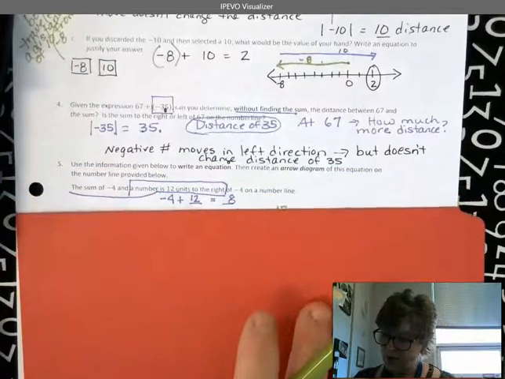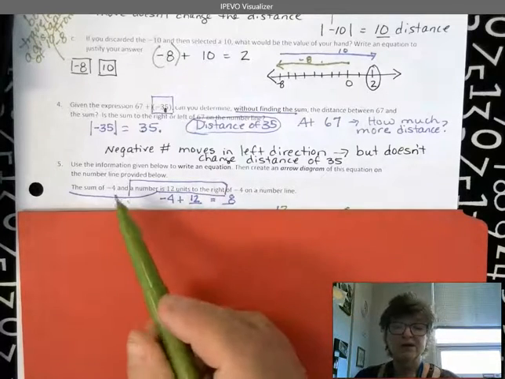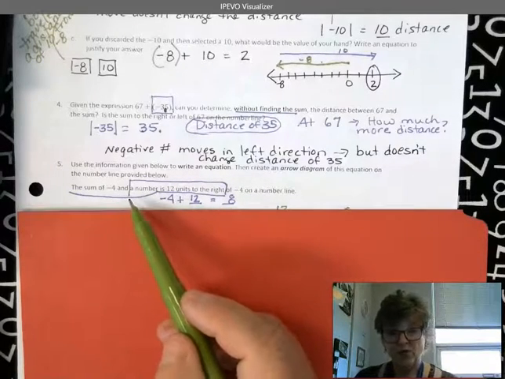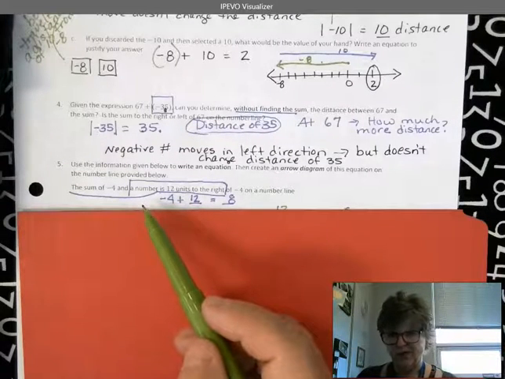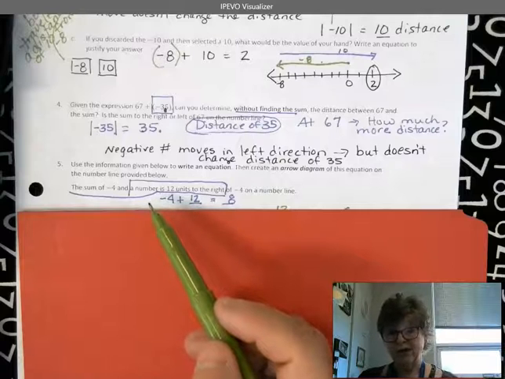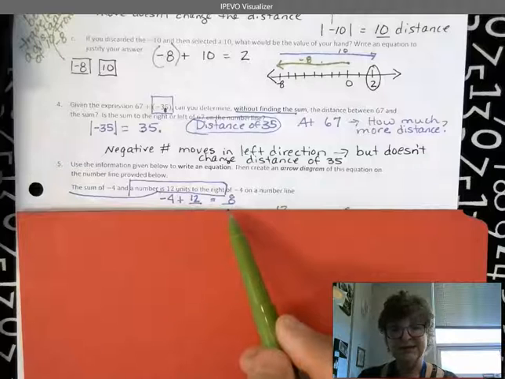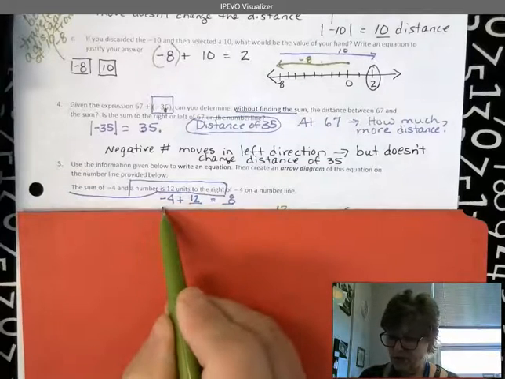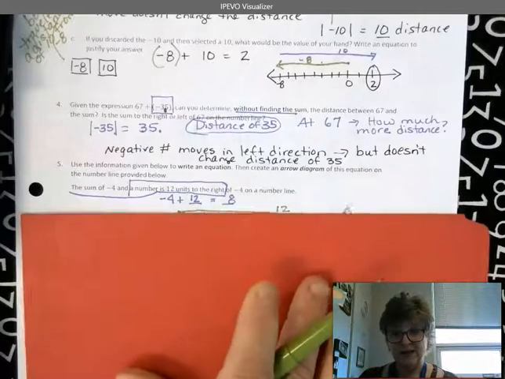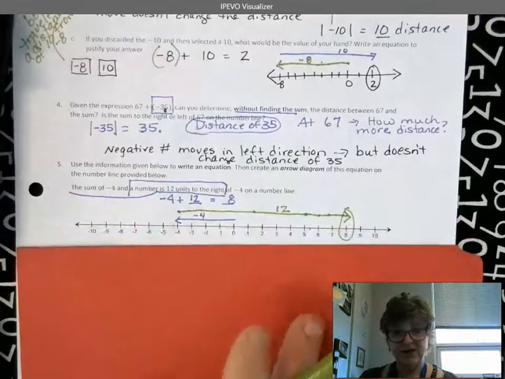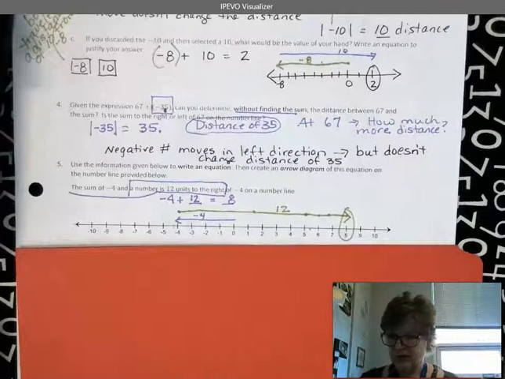Okay, and our final problem, being very, very cautious how you try to put this together. The sum of -4 and a number is 12 units to the right of -4. So I'm at -4 and I need to move 12 units to the right to get to my sum. So -4, 12 units to the right, and I end at +8. And there is my justification on my arrow diagram.